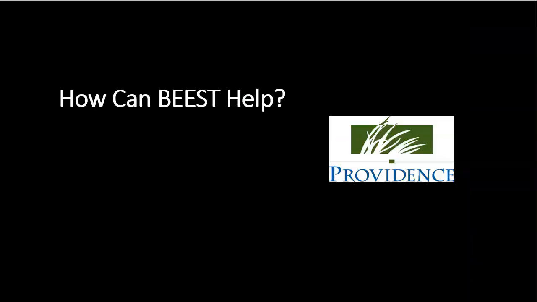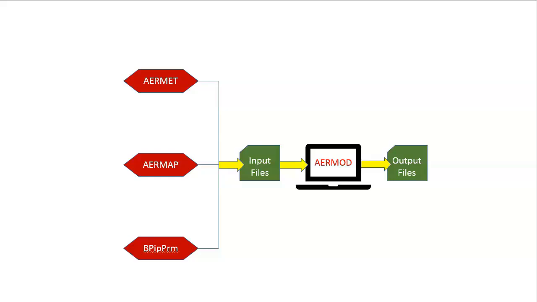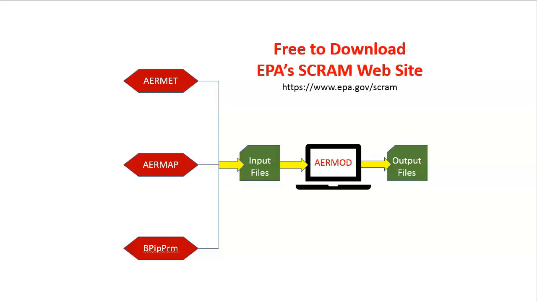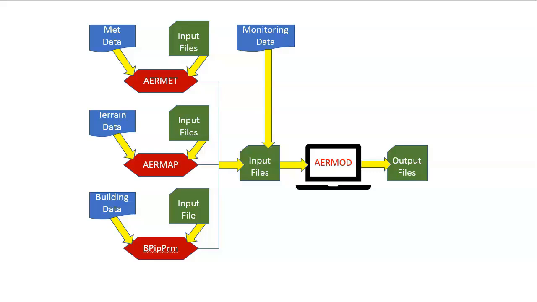How can BEEST help? Okay, let's start with the basics. AERMOD includes AERMET, AERMAP, and BPIP Prime. These are available free to download from EPA's SCRAM webpage. These are compiled Fortran programs and are run from DOS. Each requires an input file and data.